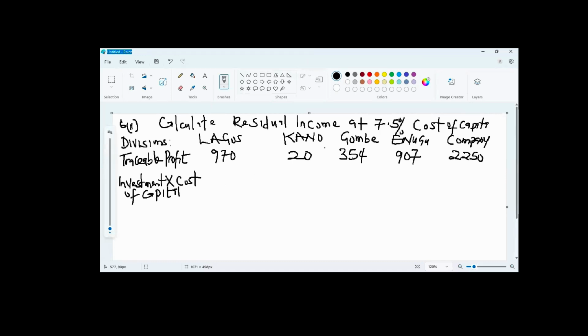Now, without wasting time, the cost of capital is 7.5%. What is the investment in Lagos? 10,000, 10 million. 10,000 multiplied by 7.5% will give us 750. That is the notional interest. Go to Kano. Investment in Kano is 4,000. 4,000 multiplied by 7.5% gives 300. Not 30,000, please. 300.